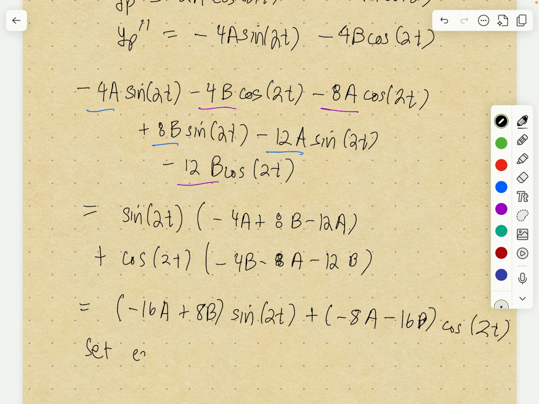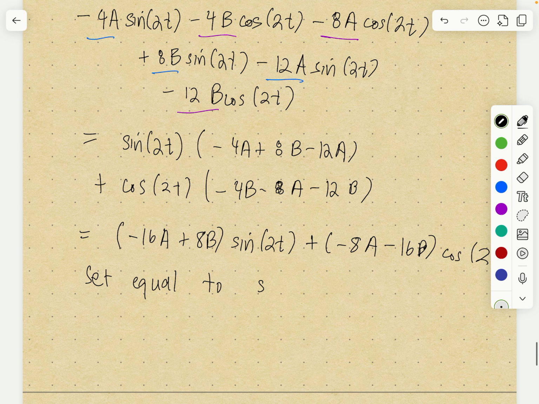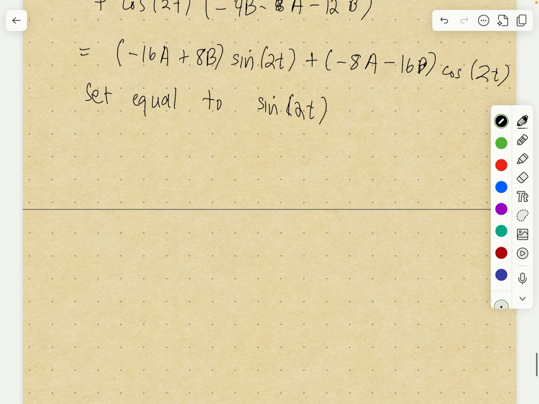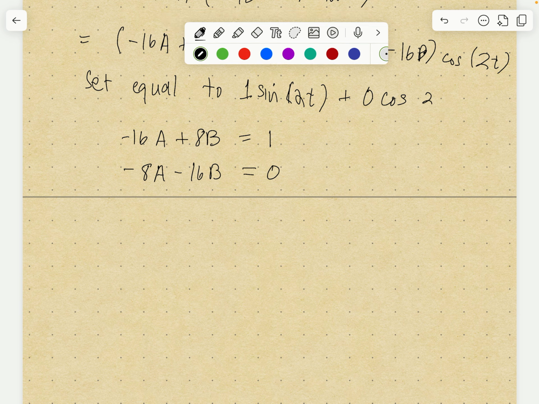So I set this equal to the thing on the right, which is sine of 2t. Now I set the coefficients of sine 2t and cosine 2t equal. So I get negative 16a plus 8b is, no, it's 1, right? Because it's 1 sine of 2t. And then negative 8a minus 16b is 0, because what I have is sine of 2t. This is 1 sine of 2t plus 0 cosine of 2t.